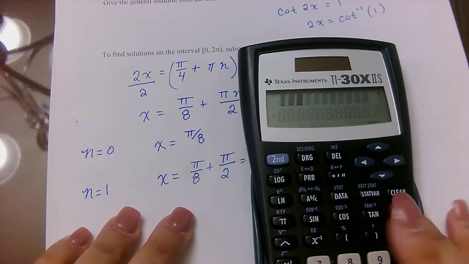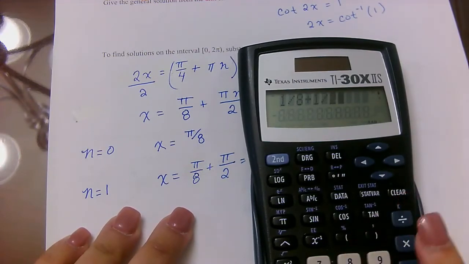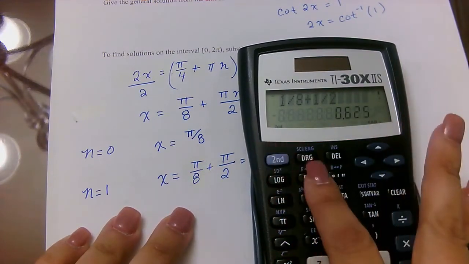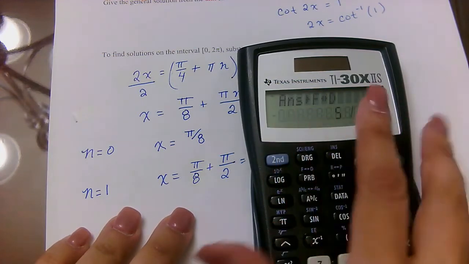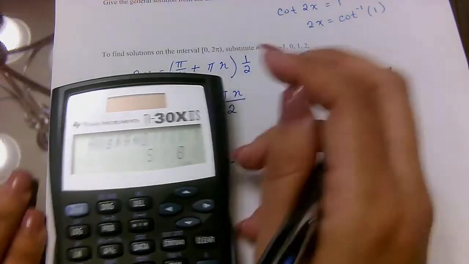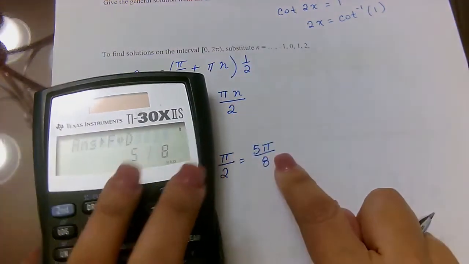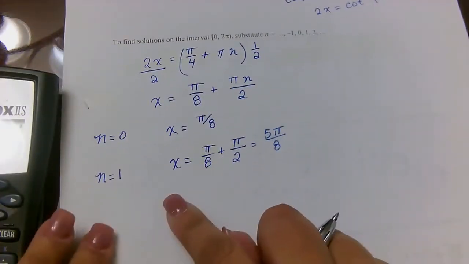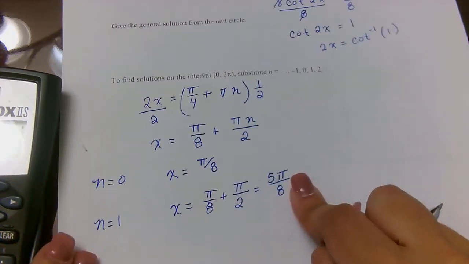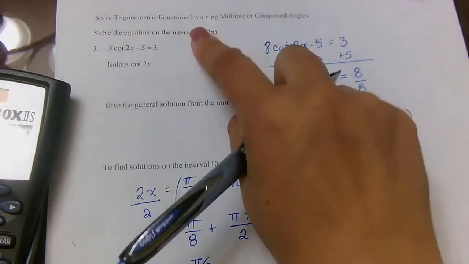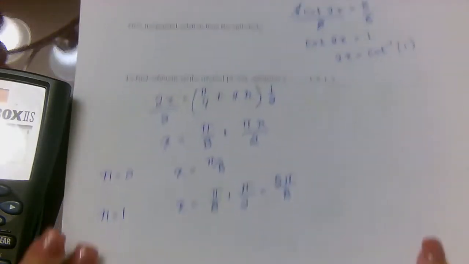I'm going to say 1/8 plus 1/2, and then change that back into a fraction, second PRB, and I'm going to get my second answer as 5 pi over 8. Don't forget to include that pi back in there. Okay. Notice that 5 pi over 8 is within the interval of 0 and 2 pi, so we're going to keep going.